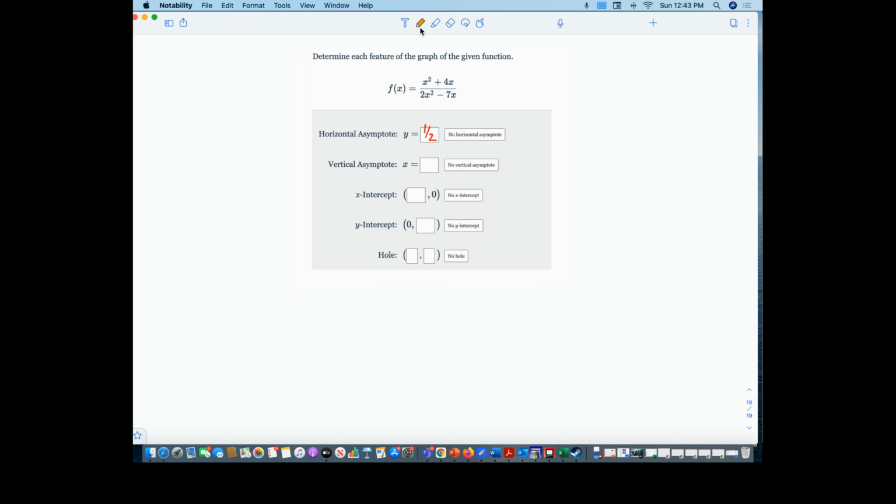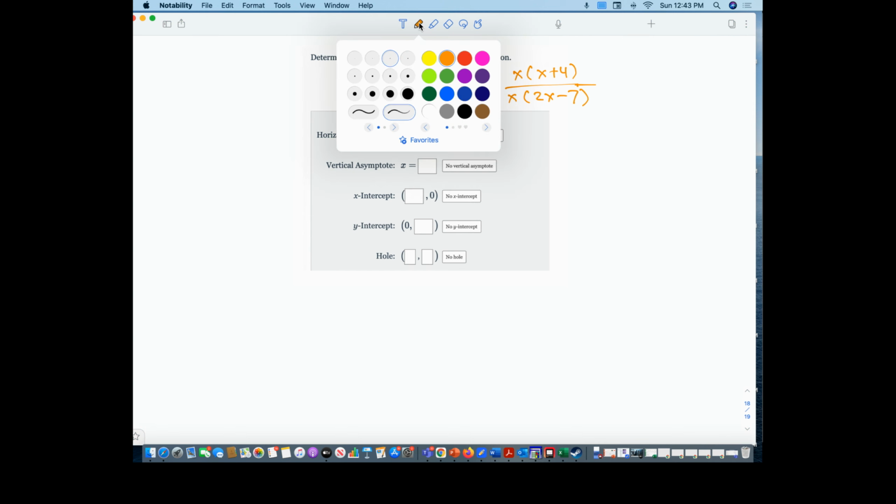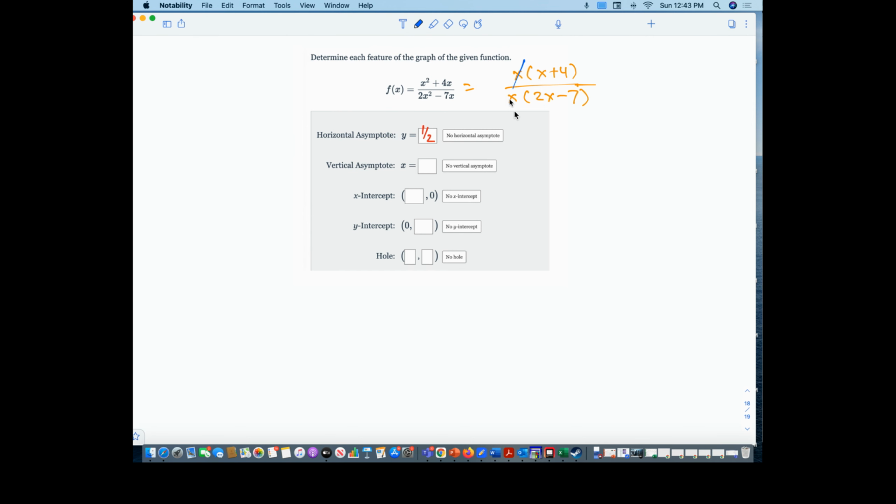Next up, we need to find the vertical asymptote. So to find that, the goal should be to factor first. You always want to factor. And we get x times x plus 4 over x times 2x minus 7. Now, what's important to realize is that the x's cancel out, which tells me that I'm going to have a hole. I know we're looking for vertical asymptote, but we already have the hole, which is going to be at x = 0. Take that value and substitute it back into the remaining equation.